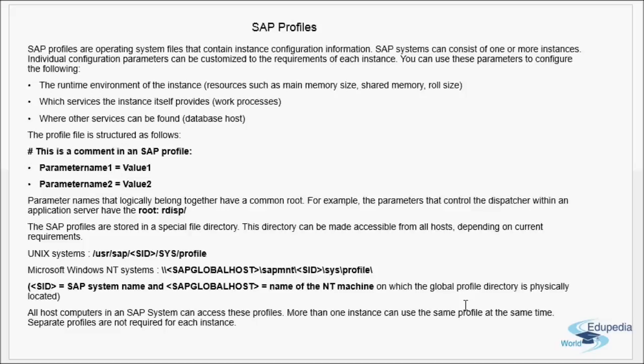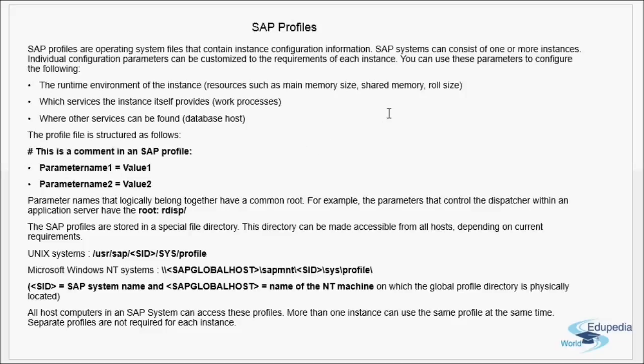All host computers in an SAP system can access these profiles. More than one instance can use the same profile at the same time. Separate profiles are not required for each instance. This directory is a shared directory and it is made available to all the instances. On Unix and AIX it is in /usr/sap/SID/SYS/profile, and on a Windows system it will be on the global host, sapmnt/SID/SYS/profile. A profile can be shared among various instances too.